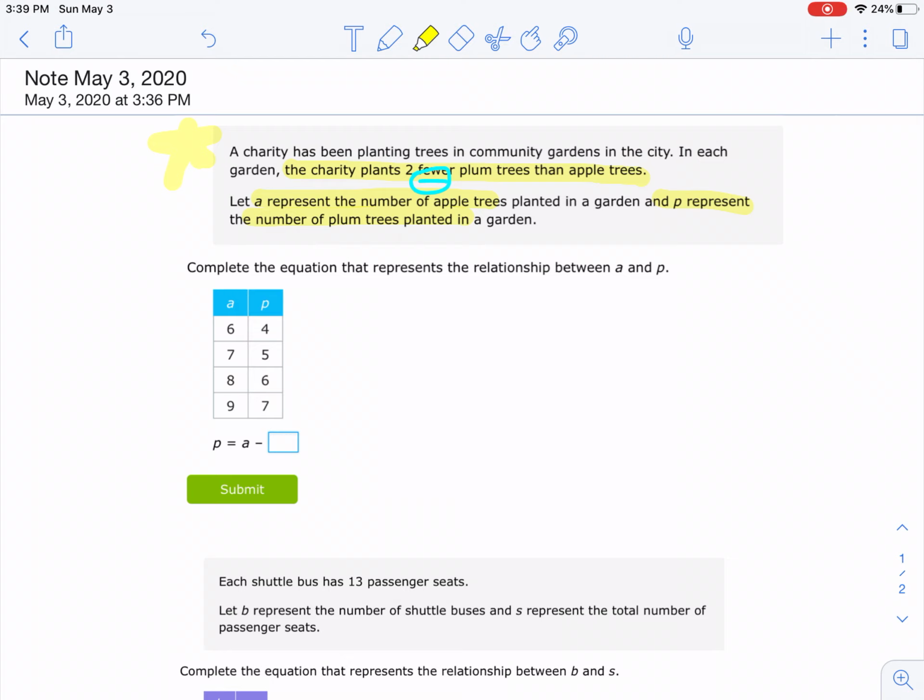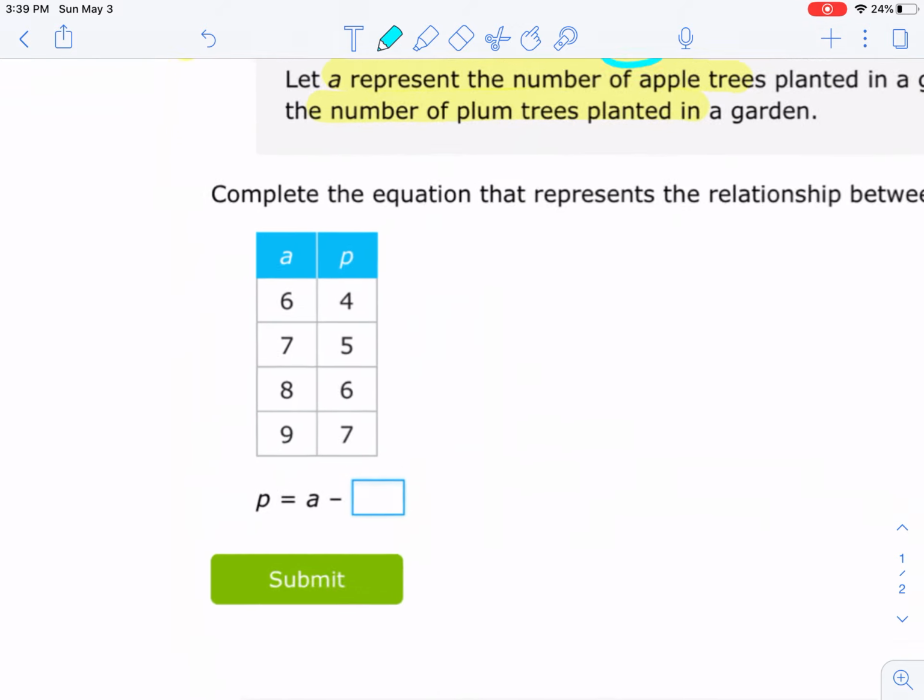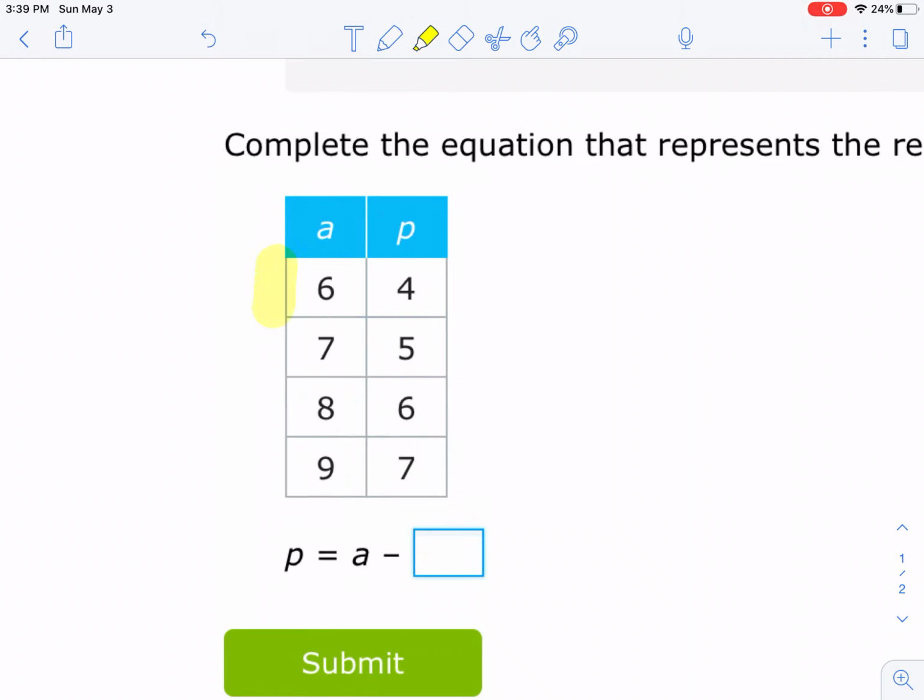Now, you could do this 2 different ways. You could read the word problem and say, okay, I know that I always have to have 2 fewer plum than apple. So meaning I would take the apple and I would subtract always 2 from it. Let's say the word problem was tricky and you didn't know the correct operation or the variables or the numbers that go into your equation. Well, let's look at the table then. Looking at the A column, which is apples, how do you get to the P column?